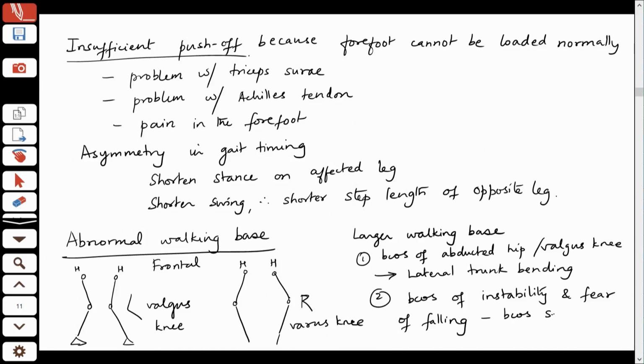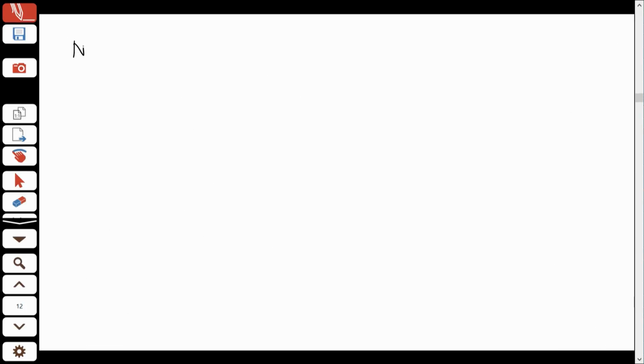Because sensation or proprioception is affected. The narrow base would be because of an adduction deformity at the hip, or a varus knee.